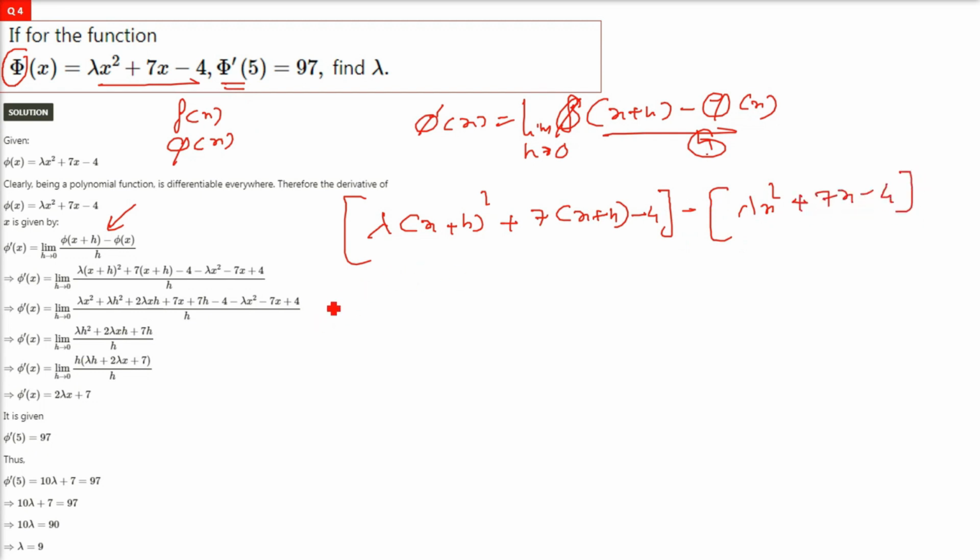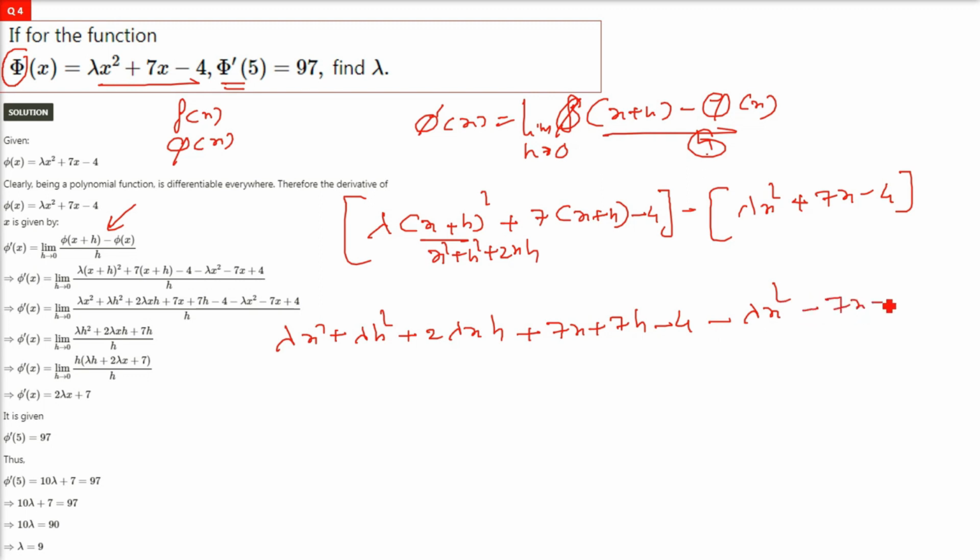Just open it. It will be x plus h whole square: a square plus b square plus 2ab. And this is lambda, so lambda x square plus lambda h square plus 2 xh lambda plus 7x plus 7h minus 4 minus lambda x square minus 7x plus 4. Numerator only. Cancel these out, which are the same. Lambda h square plus 2 lambda xh plus 7h. Take the h common: h times lambda h plus 2 lambda x plus 7.